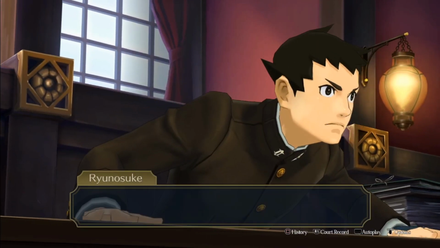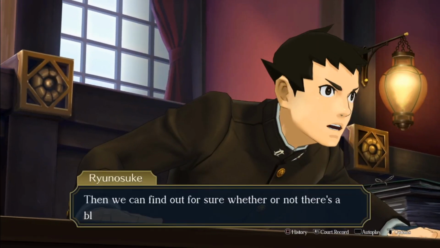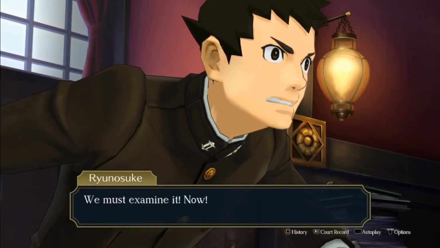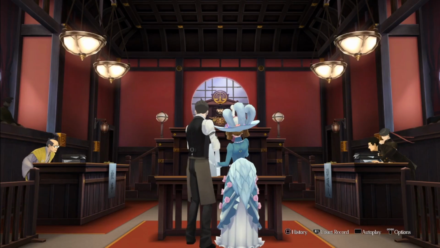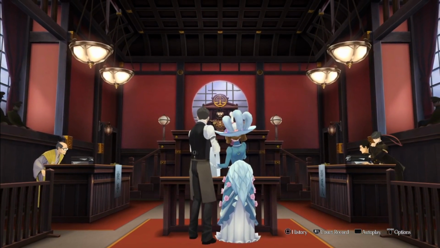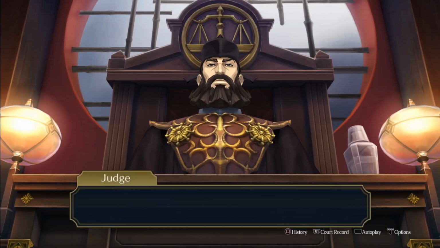Okay, crazy guy. Sure, whatever. I still don't know what the blood is, why there's blood involved, as far as your character goes, but sure. Then we can find out for sure whether or not there's a blood stain on Miss Brett's plate. Yep, we must examine it now. How did they not examine this beforehand if there was clearly blood on that plate?